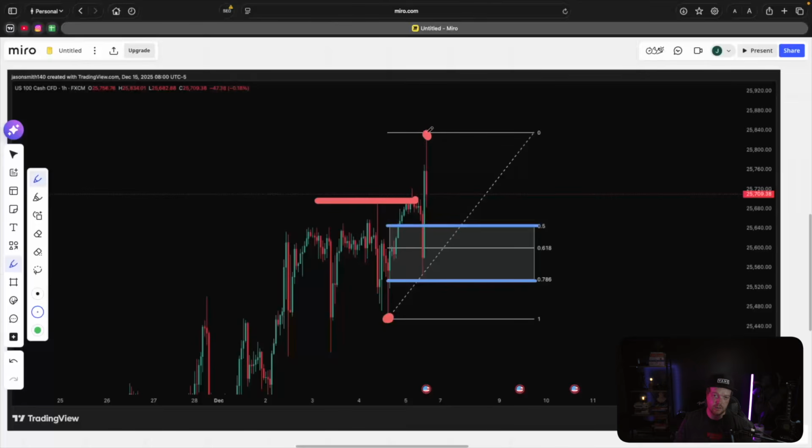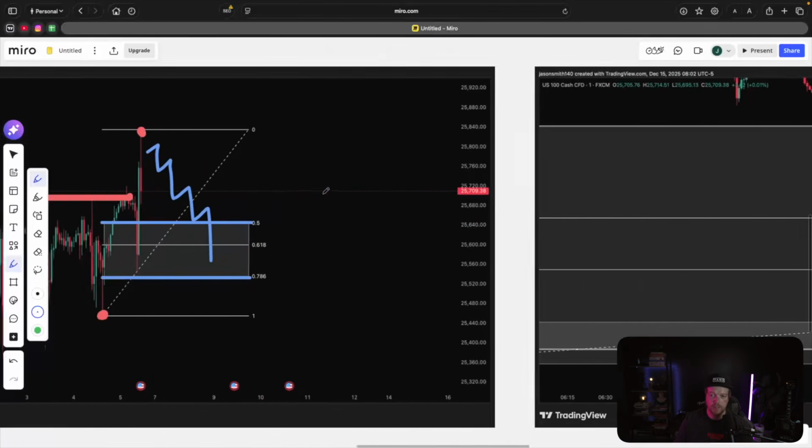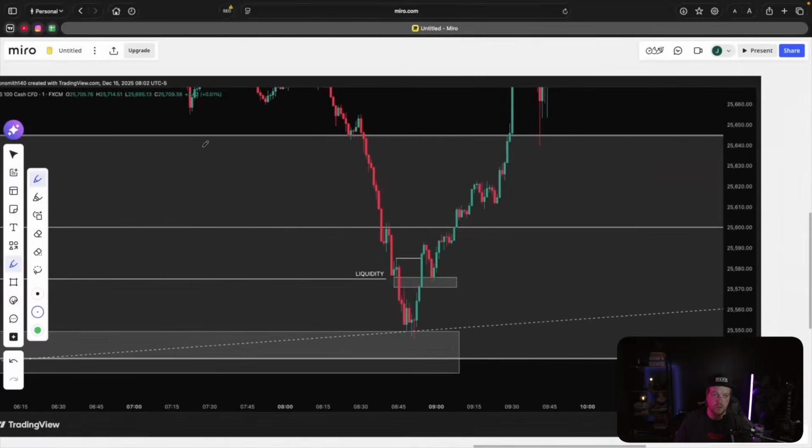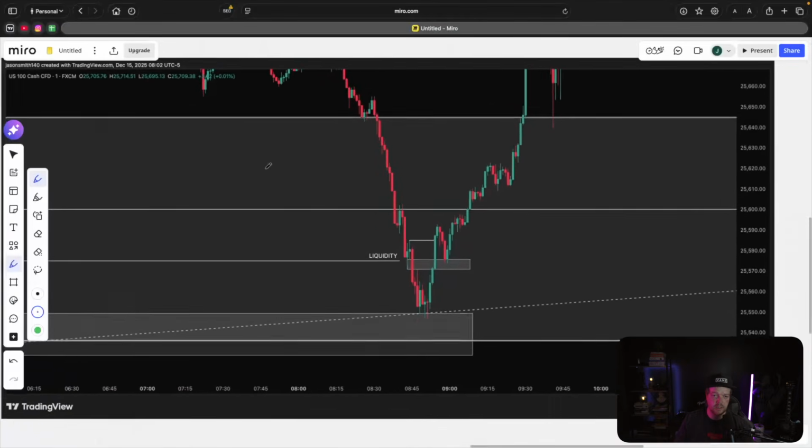So here you can see price made this high. So now we want to wait for price to enter this level, and we are going to look for all the confirmations inside of this level right over here. This was on the 1 hour time frame, as you can see right over there. So let's go. So now we are on the 1 minute actually.